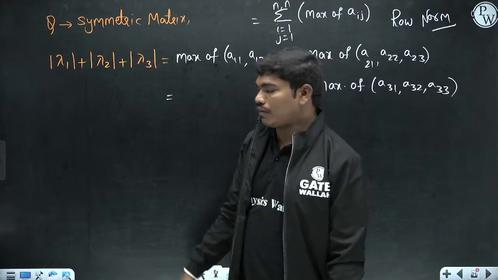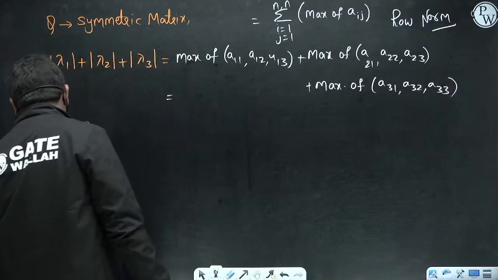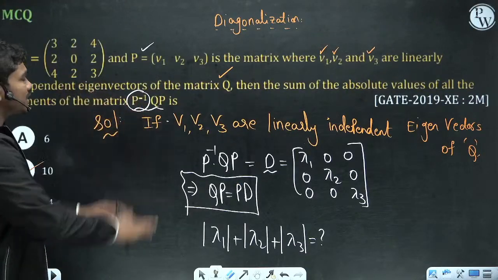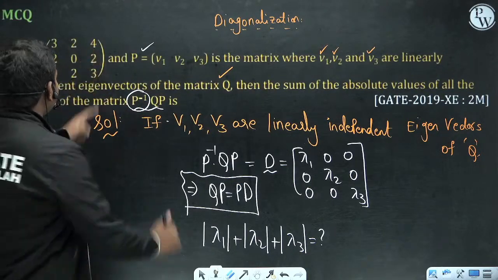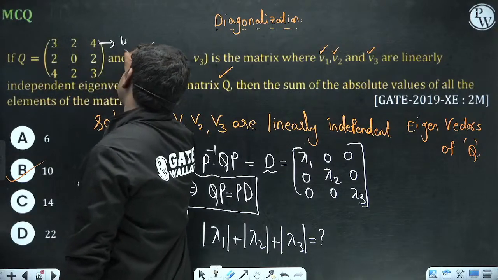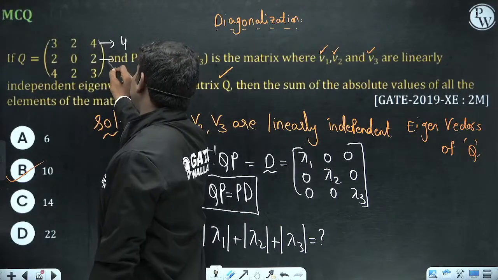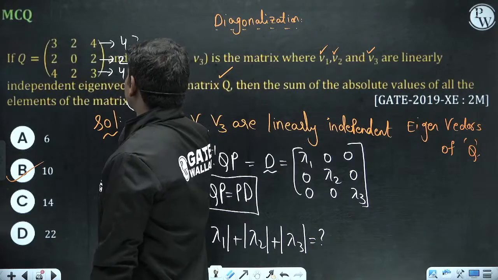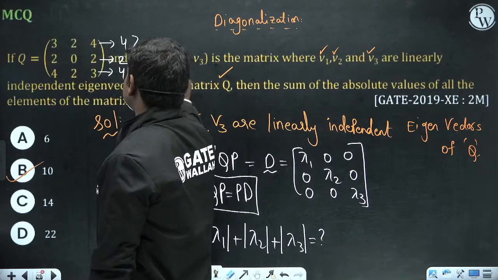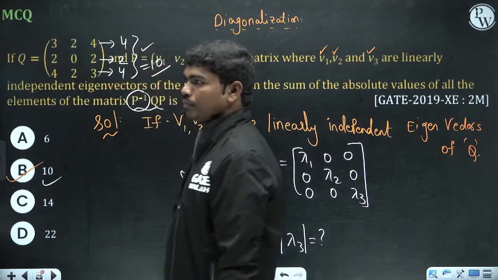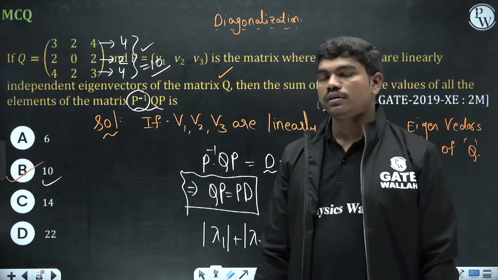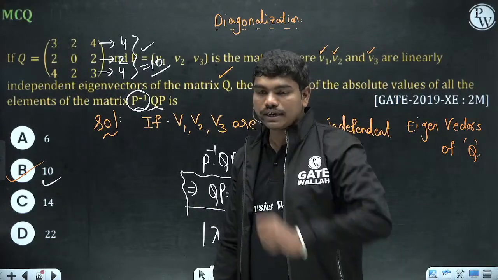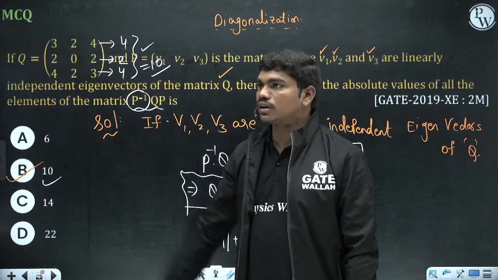Now if you check this matrix, without calculating the equations and eigenvalues, if you know that this is diagonalizable, then out of these 3 elements the maximum value is 4. Out of these 3 elements the maximum value is 2. Out of these 3 elements the maximum value is 4. So if you add 4, 2 and 4, the answer is 10. That's it, 10 is the answer. Clear? This happens only for a symmetric matrix, so please keep this in mind. This technique is called the row norm.